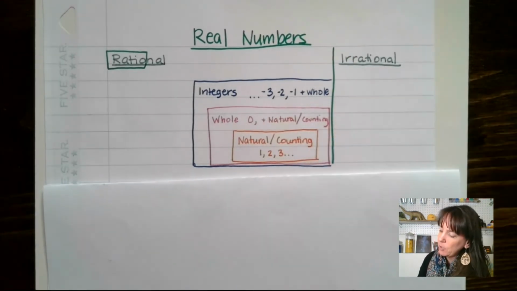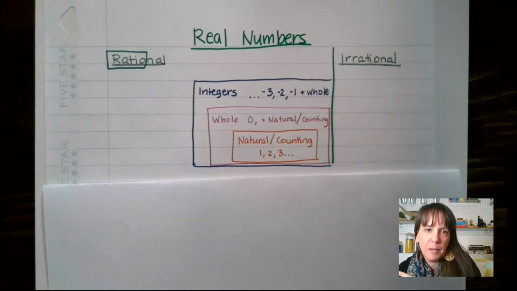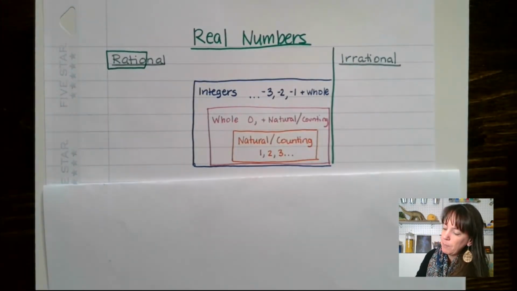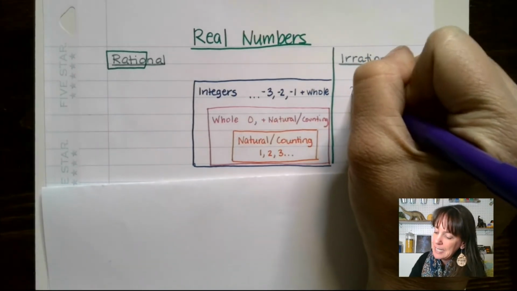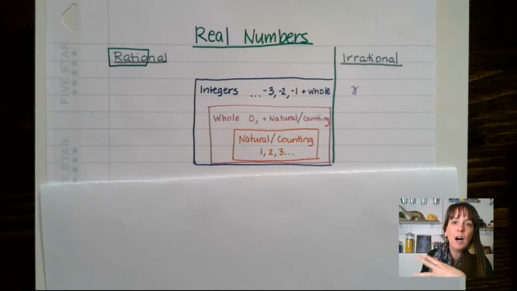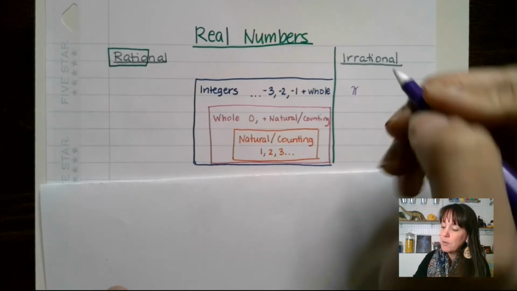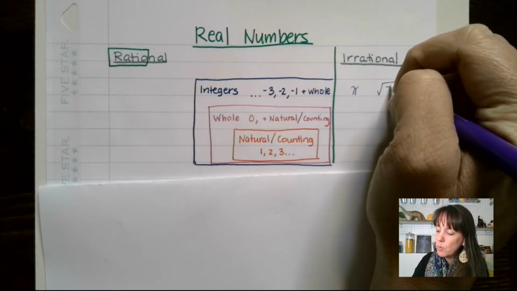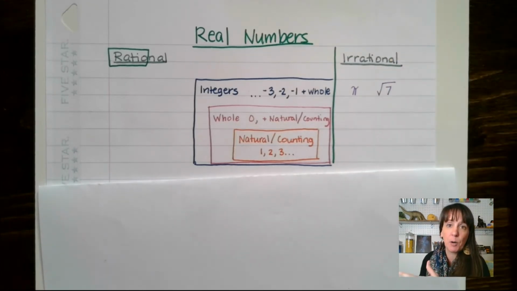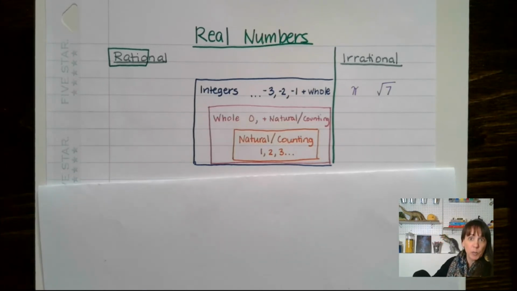Pi is a decimal. I'm going to use a different color here because I'm very enthusiastic about these. So why don't we use some purple? Pi is an irrational number because it cannot be written as a fraction, aka a ratio. Other really common ones right now in Algebra 1 are non-perfect square roots. So like the square root of 7 is not a perfect square root. The square root of 9, however, is 3, so that would be rational.